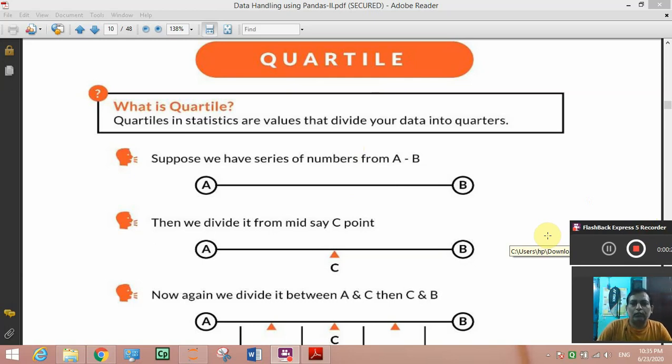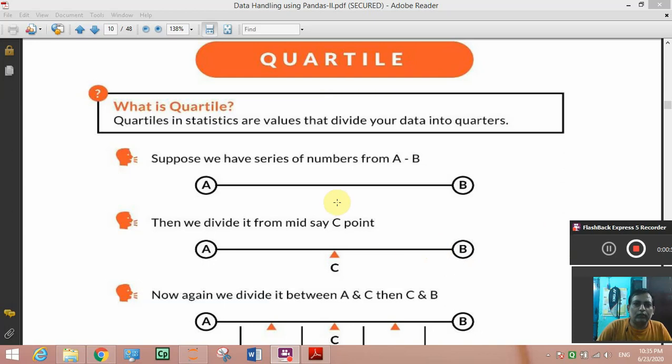So quartile is a concept of dividing any range of data into four parts. All data will be divided into four parts and one part will be known as a quartile. The first quartile, second quartile, third quartile, and fourth quartile all together will be known as quantile. So quartile becomes quantile.